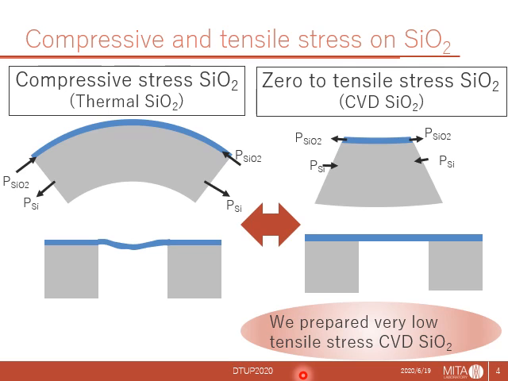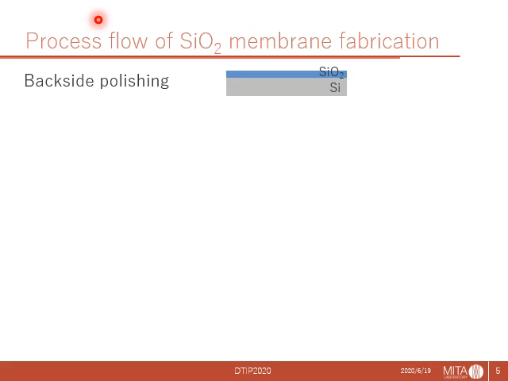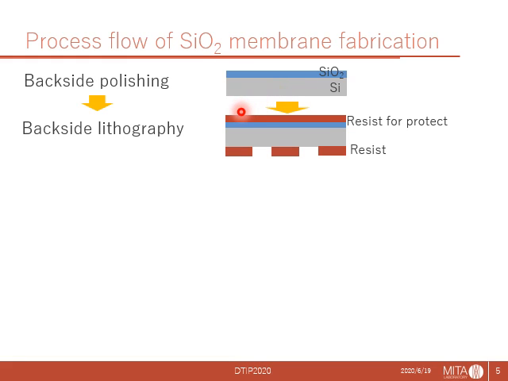So this time, we prepared very low tensile stress CVD silicon dioxide. But we don't have CVD equipment, so we got them with the cooperation of a foundry company. And then we fabricated membrane. This shows the process flow which we used for membrane fabrication. First, we had mirror polishing on the back side of the chip by CMP. And then we coated resist on the top side of the chip to protect the silicon dioxide surface.